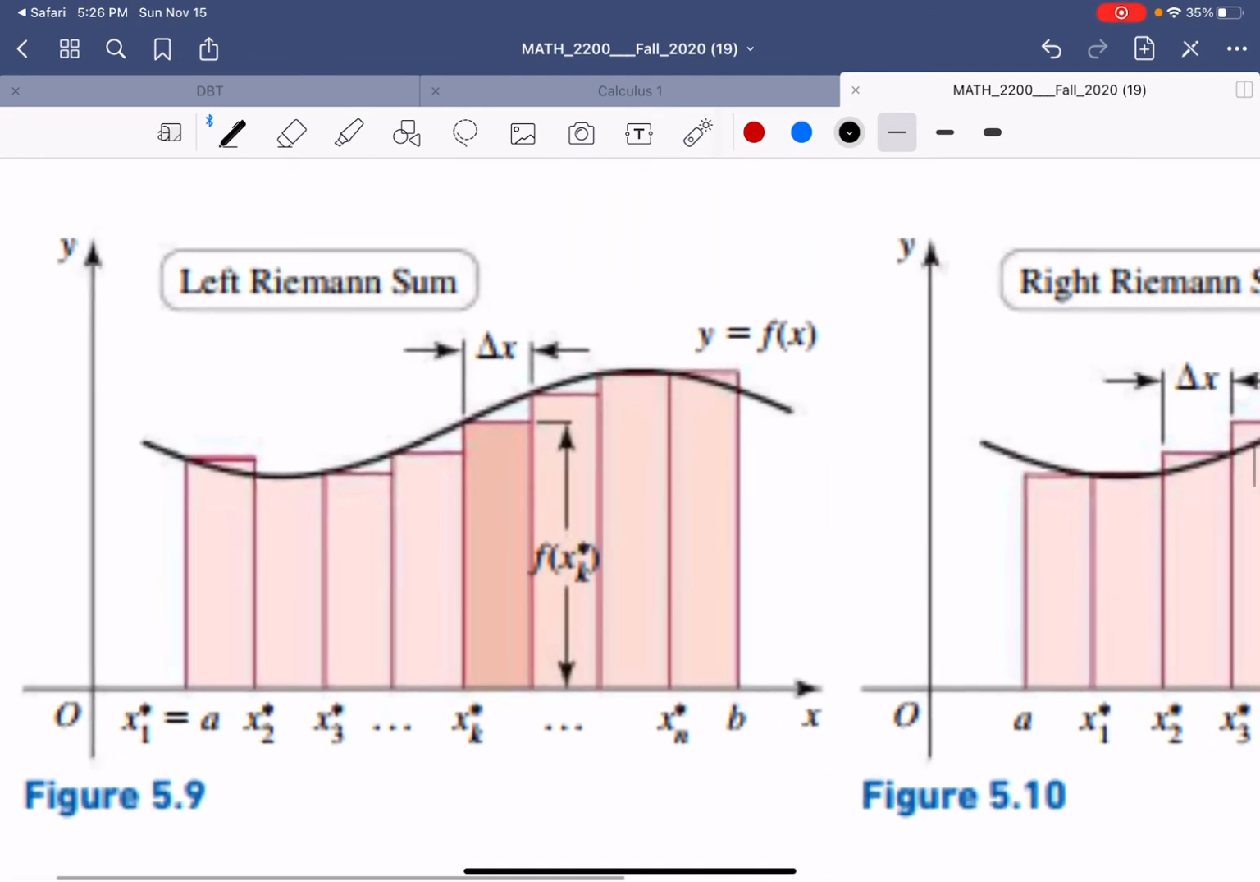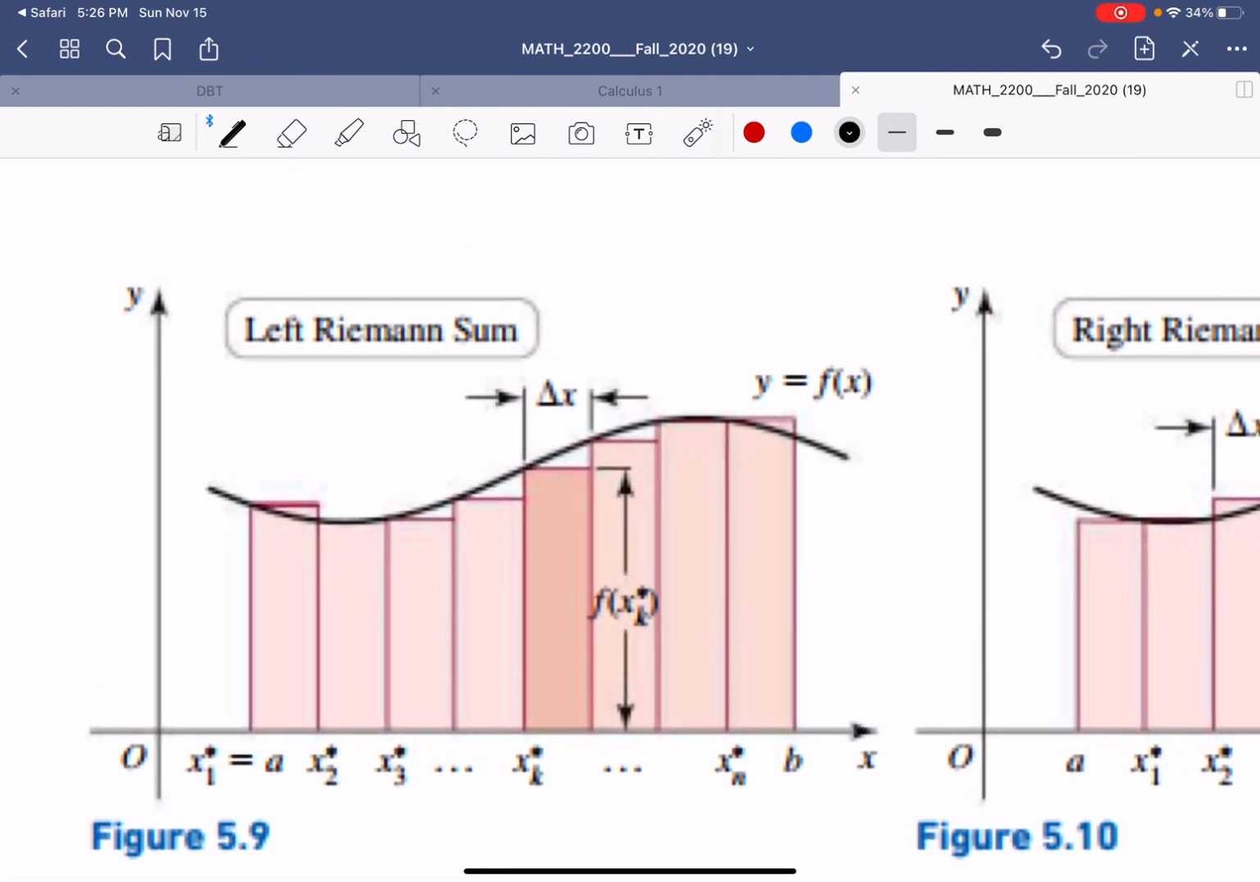So here we have a left Riemann sum, and it is kind of blurry, but I definitely grabbed this image straight out of your textbook instead of making it myself. Here, when we have our regular partitions, I'm going to go ahead and subdivide these up.